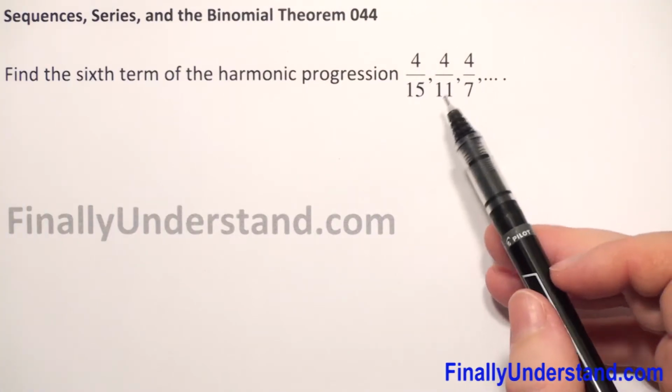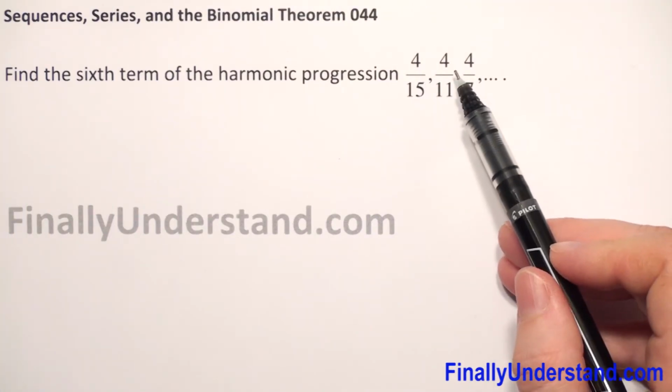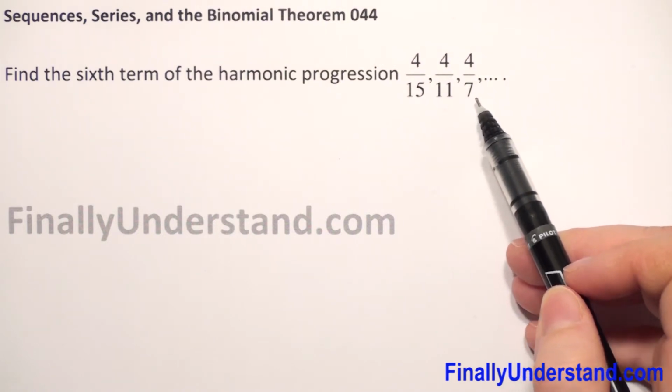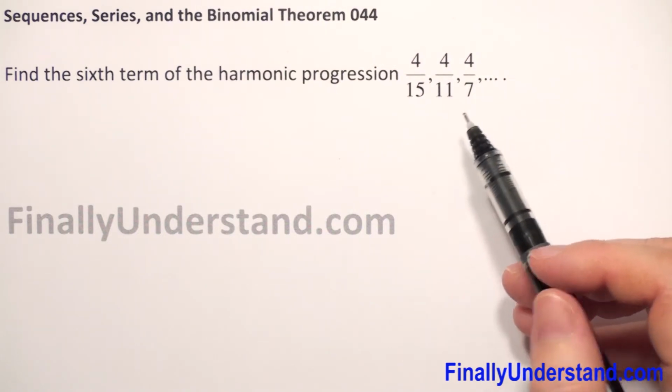We have to find the sixth term of the harmonic progression. The first term of the harmonic progression is 4 over 15, 4 over 11 is the second term, and 4 over 7 is the third term of the harmonic progression.